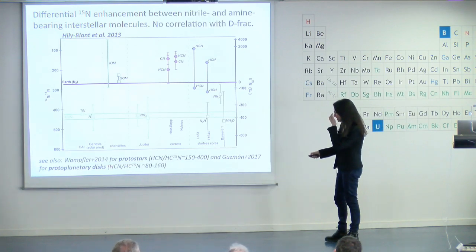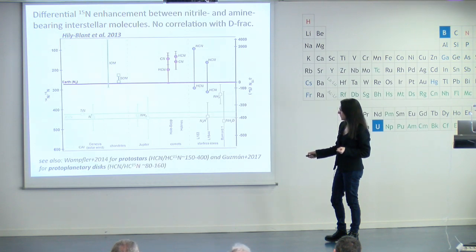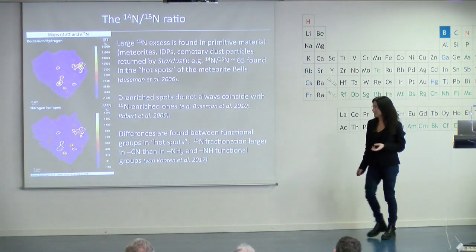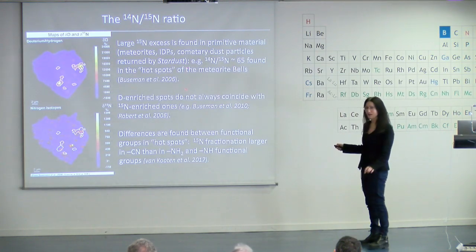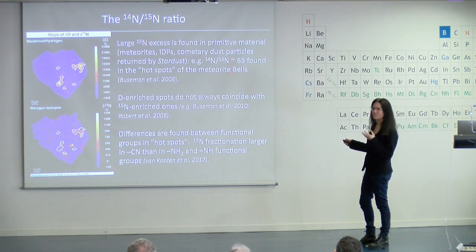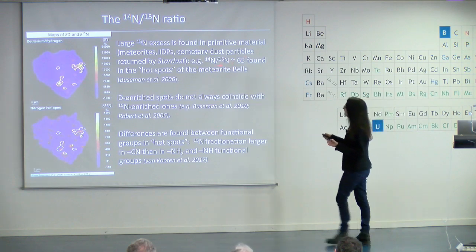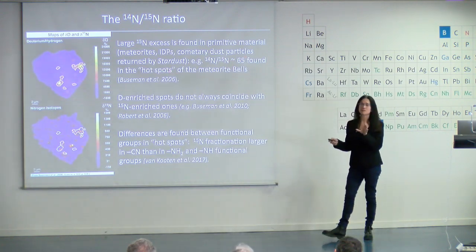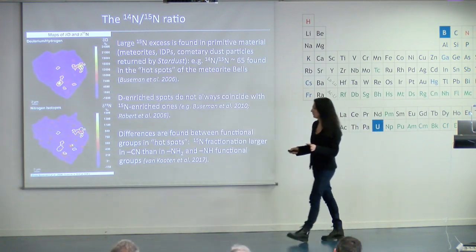By the way, if you are curious to know, for example, what has been found for protoplanetary disks for the 15N enhancement, you see that these values are very large compared to what we have, for example, on Earth, which is 270, 14N over 15N. Here we go down to 80 and 160, so very large fractionation, very similar to what we see also in starless cores. What happened in our solar system? In our solar system, it's a little bit messy. So we have 15N excesses found even, in this case, you see this is 14 over 15, 65, so a high value, a large amount of 15N enhancement in some, again, hot spots that do not necessarily correspond to the deuterated hot spots that I showed you before.